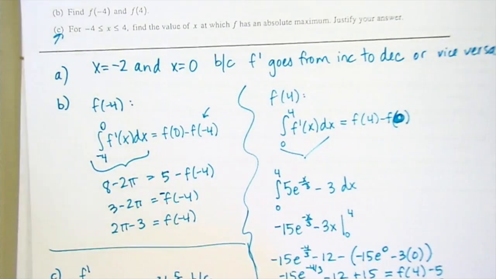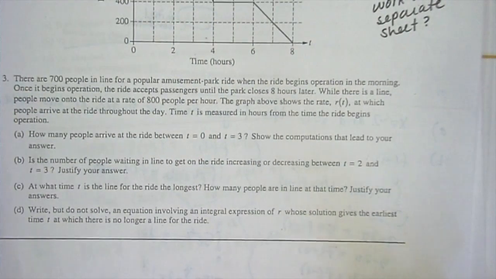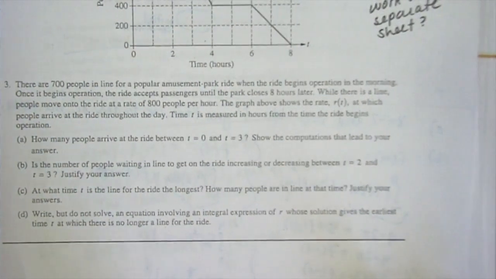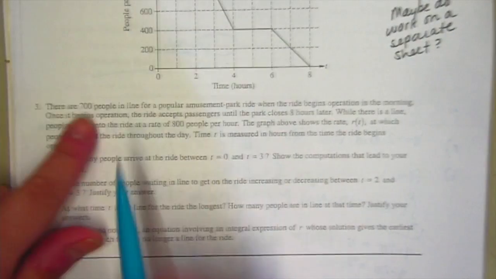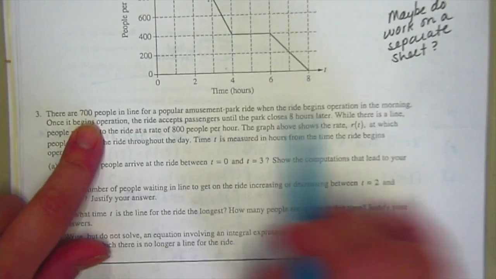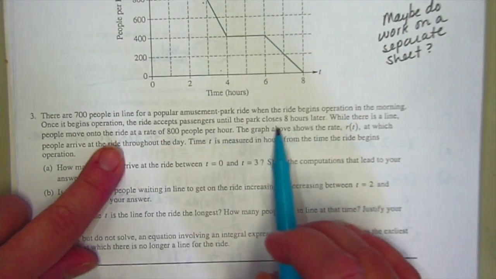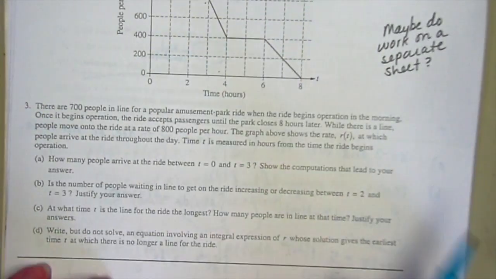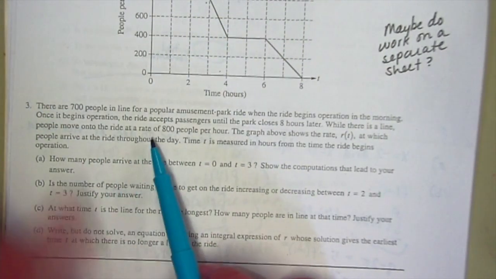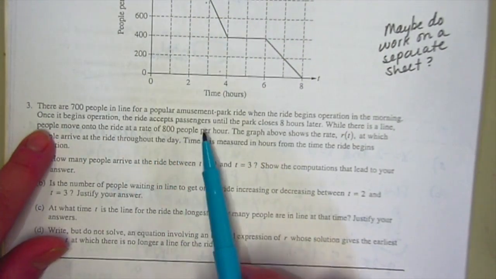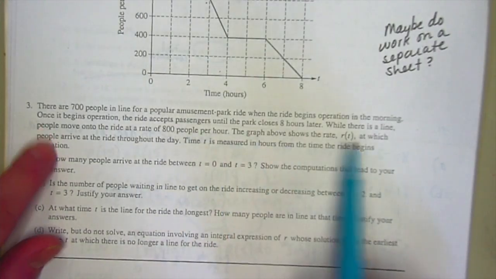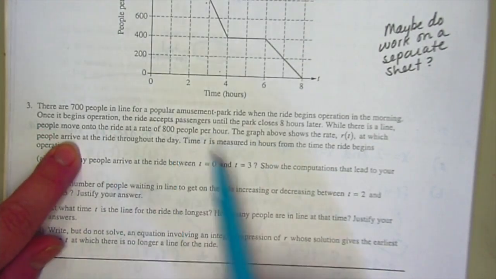All right, and then number 10, this is another amusement park problem. This one has to do with getting on the roller coaster. We've got a graph that we're looking at here. It says that there are 700 people in line when the ride begins operating. Once it begins, the ride accepts passengers until the park closes 8 hours later. While there is a line, people move on to the ride at a rate of 800 people per hour.